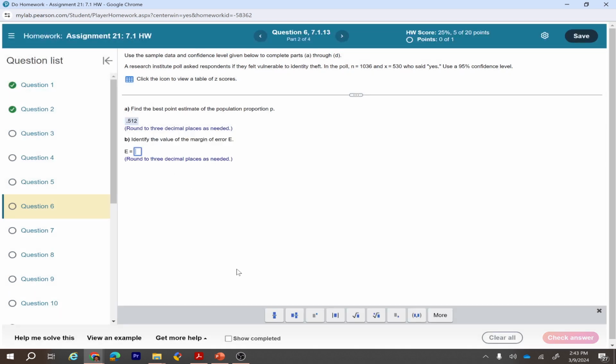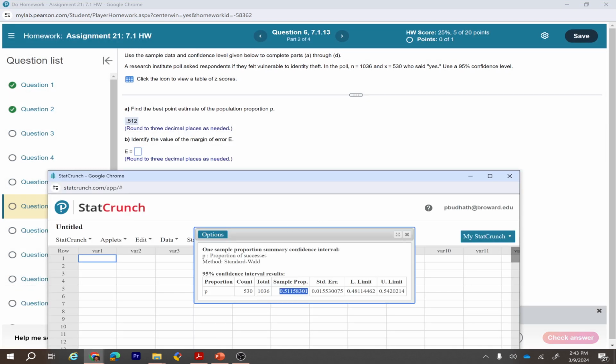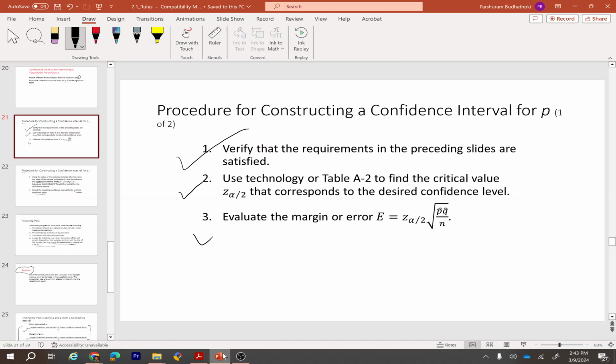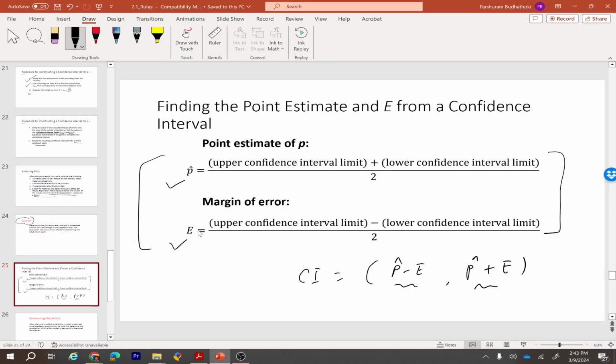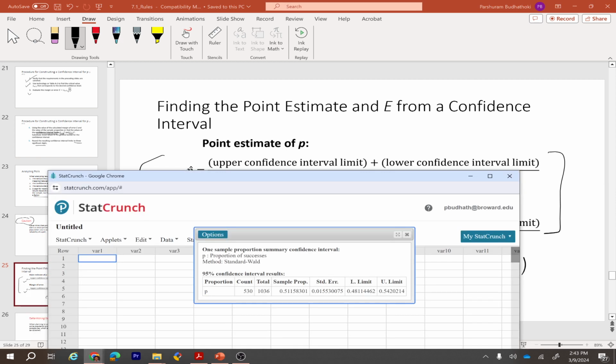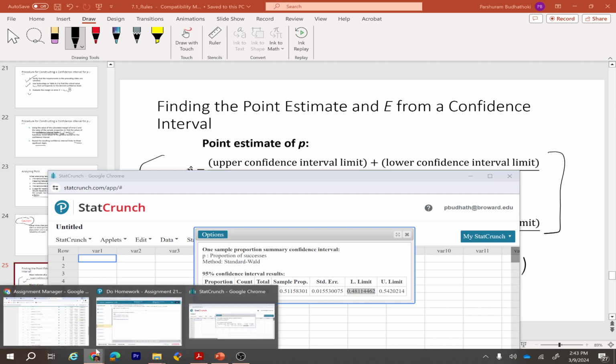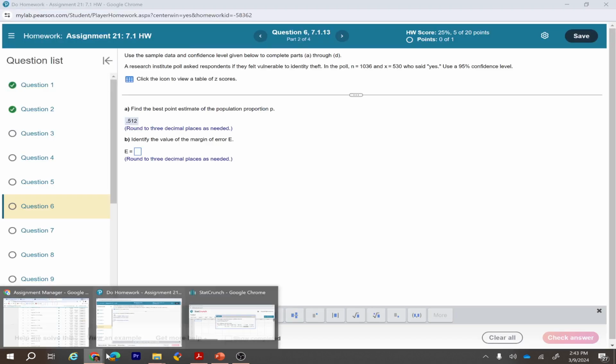Now, the margin of error can be calculated. This standard error is not the margin of error, so don't be confused. It can be calculated by using this relation here. The margin of error is the upper confidence limit minus the lower confidence limit, divided by 2. Here you have the upper confidence limit, and here you have the lower confidence limit. You subtract the lower one from the upper one and divide by 2. That will give you the margin of error.